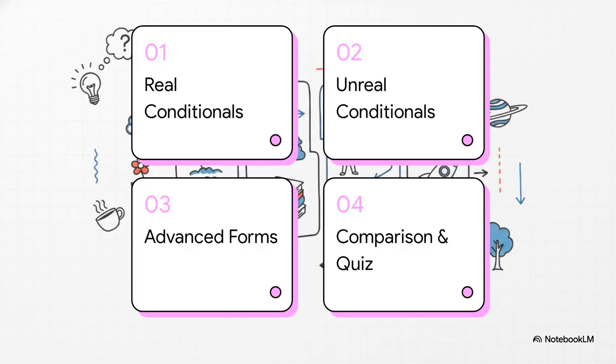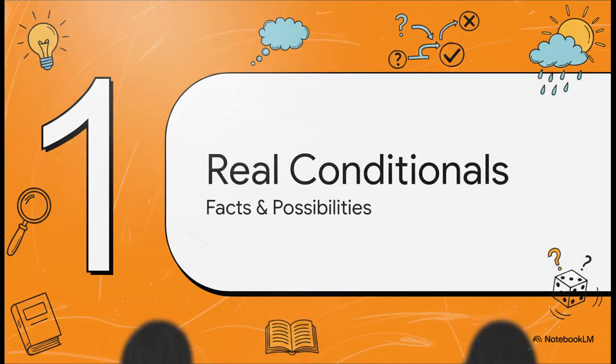Okay, so here's our game plan. We're going to start with real conditionals. These are all about facts and real possibilities. Then we'll dive into unreal conditionals, which we use for hypotheticals and daydreams. After that, we'll get into some pretty cool advanced forms before we wrap it all up with a big comparison and a quick quiz. All right, let's get into it.